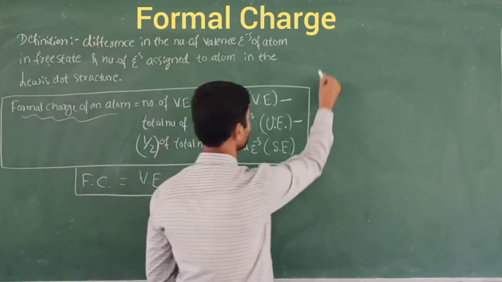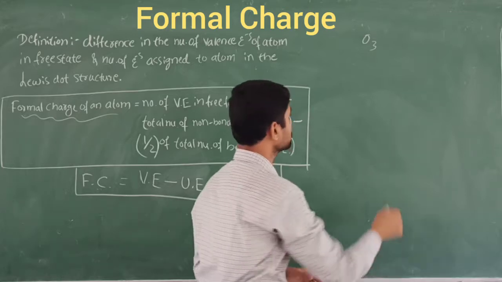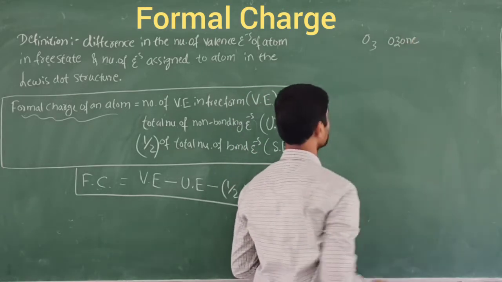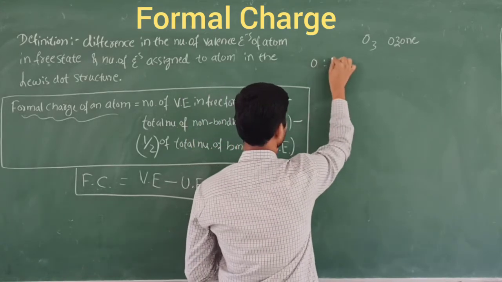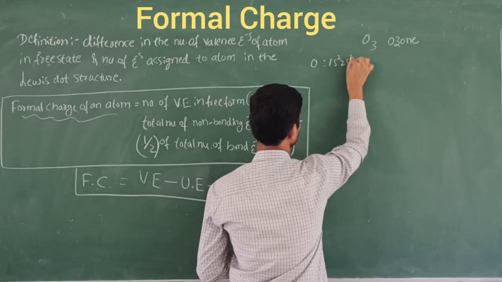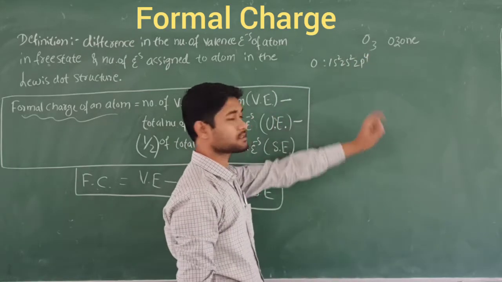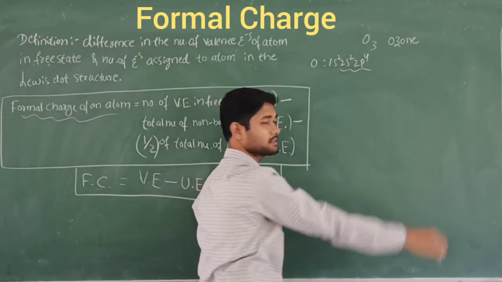So let's take a first example, O3, which is nothing but ozone. Its name is ozone. So here let's take oxygen. The oxygen electron configuration is 1s2, 2s2, 2p4. How many valence electrons will be there? There are a total of 6 valence electrons. How many oxygens are there? 3.